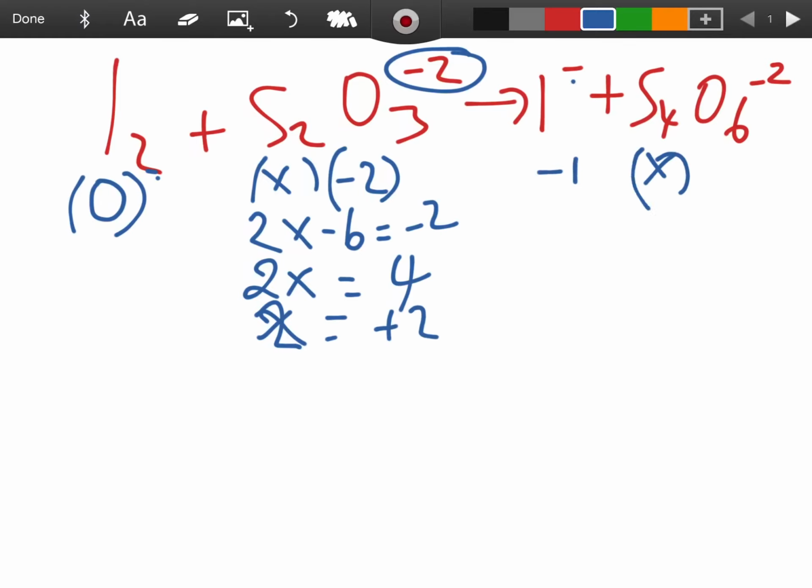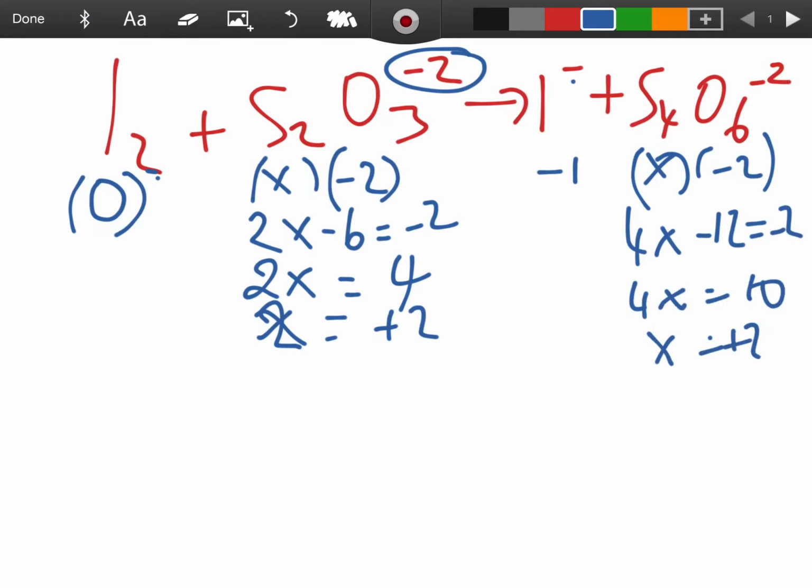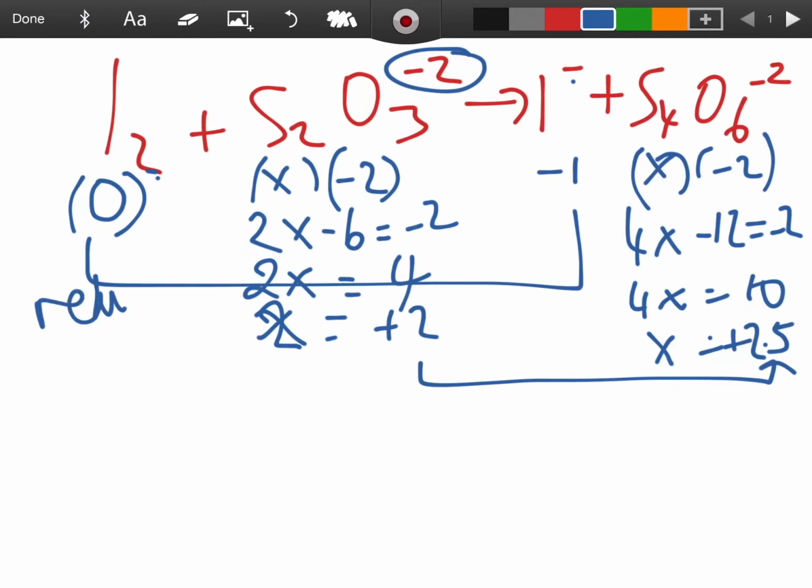So when I work that out, I'm getting 2x is equal to plus 4. So then, x is equal to plus 2 there. Minus 1 is showing that to me there. Minus 2. 4x minus 12 is equal to minus 2. 4x is equal to 10. So there, x is equal to plus 2.5.